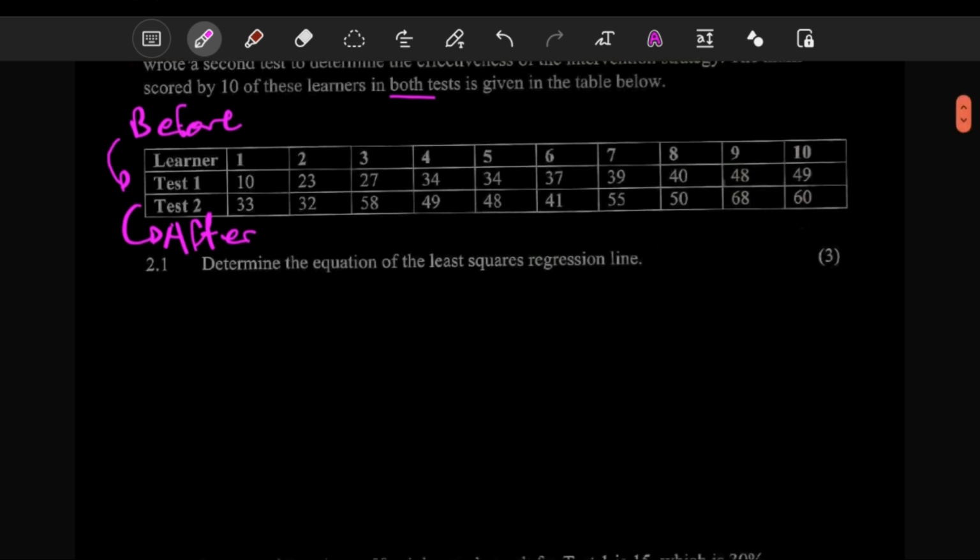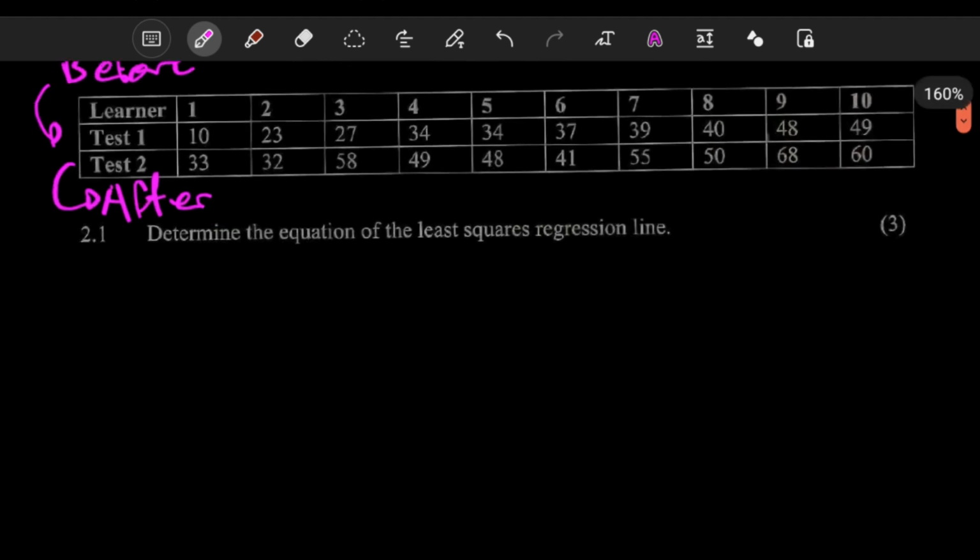For 3 marks, it says calculate the equation of the least squares regression line. Getting the equation of the least squares regression line is not a hassle at all. It's just calculator work. So the first thing you want to do is write out this on your paper. However, in your calculator, you're going to press the following.